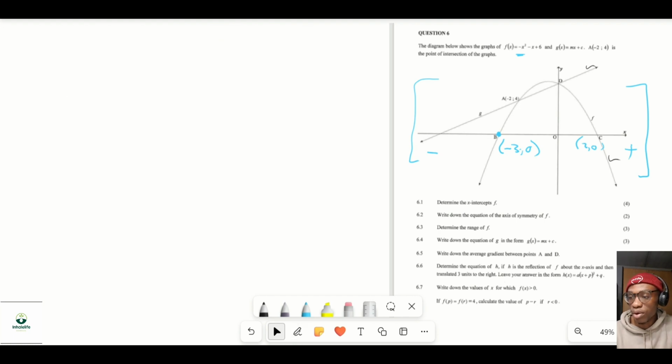So 6.3. In this case, they say determine the range of f. I know I haven't done a video showing you what a range is and everything, so in this case, I'm just going to teach you how to determine a range.